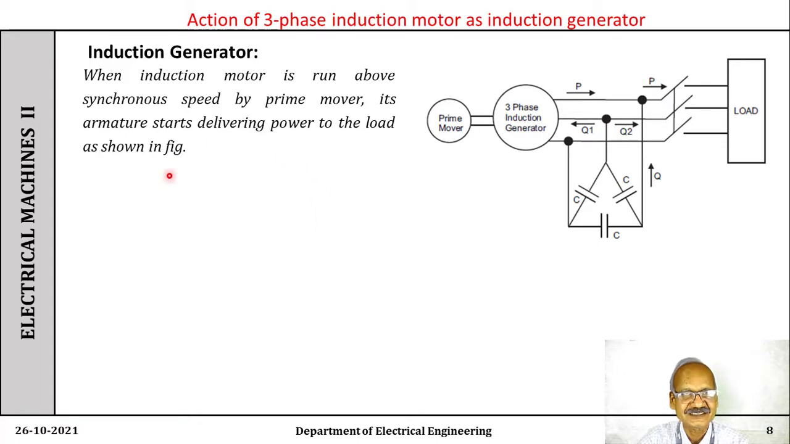This induction generator is also known as asynchronous generator because it does not rotate at a synchronous speed. It runs above the synchronous speed.